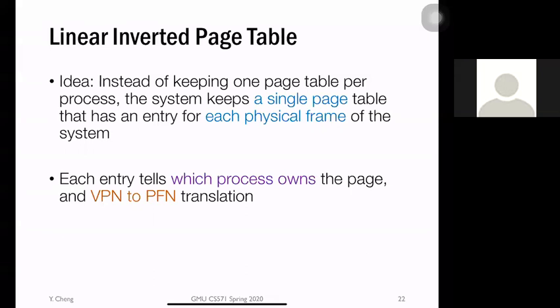And each page table entry of such a globally shared single page table is associated with a certain process. And also, another important field within each and every page table entry of such page table is the virtual page number to physical frame number translation information, okay, which is a core responsibility of a typical page table.